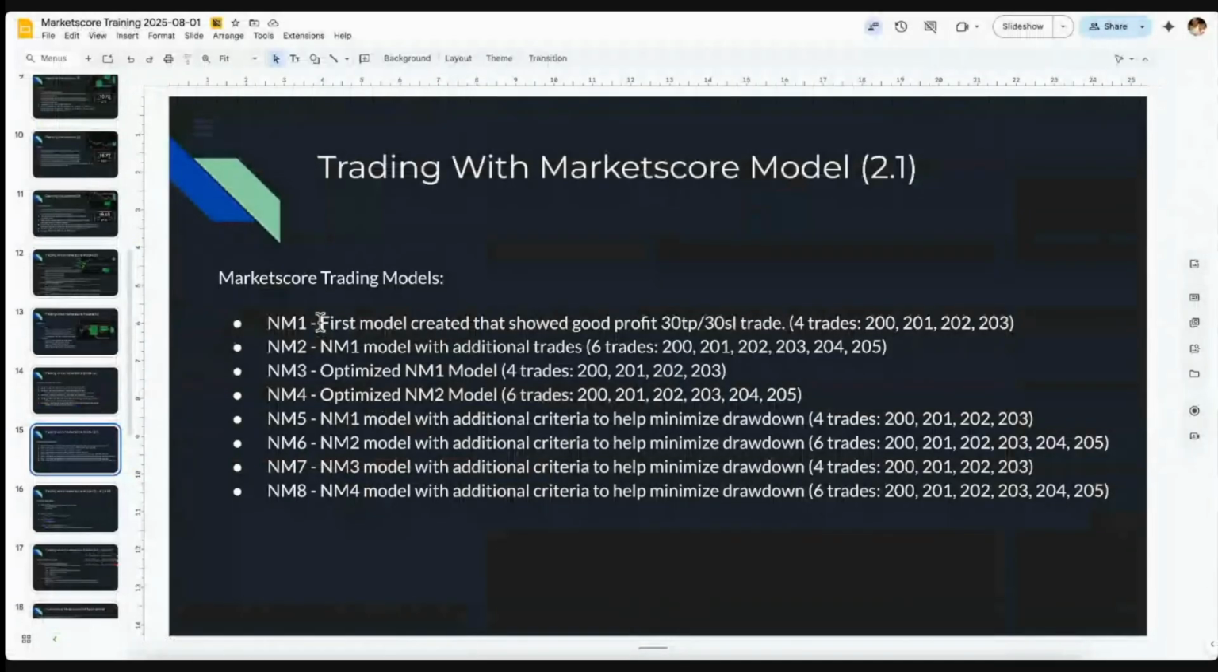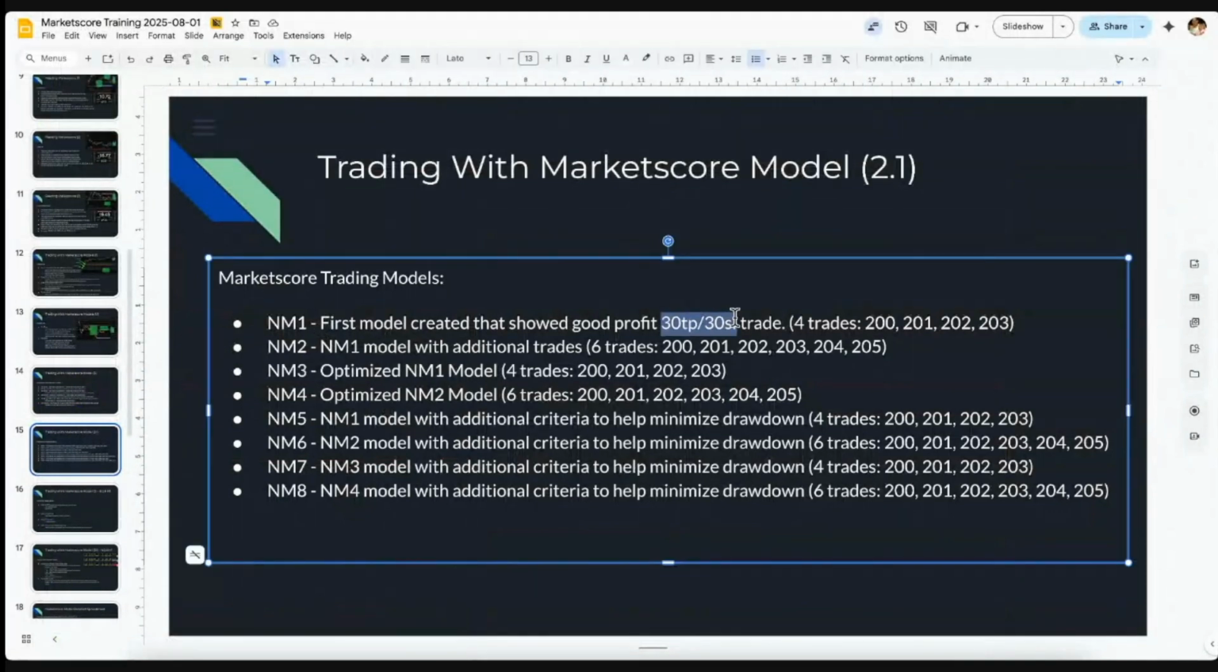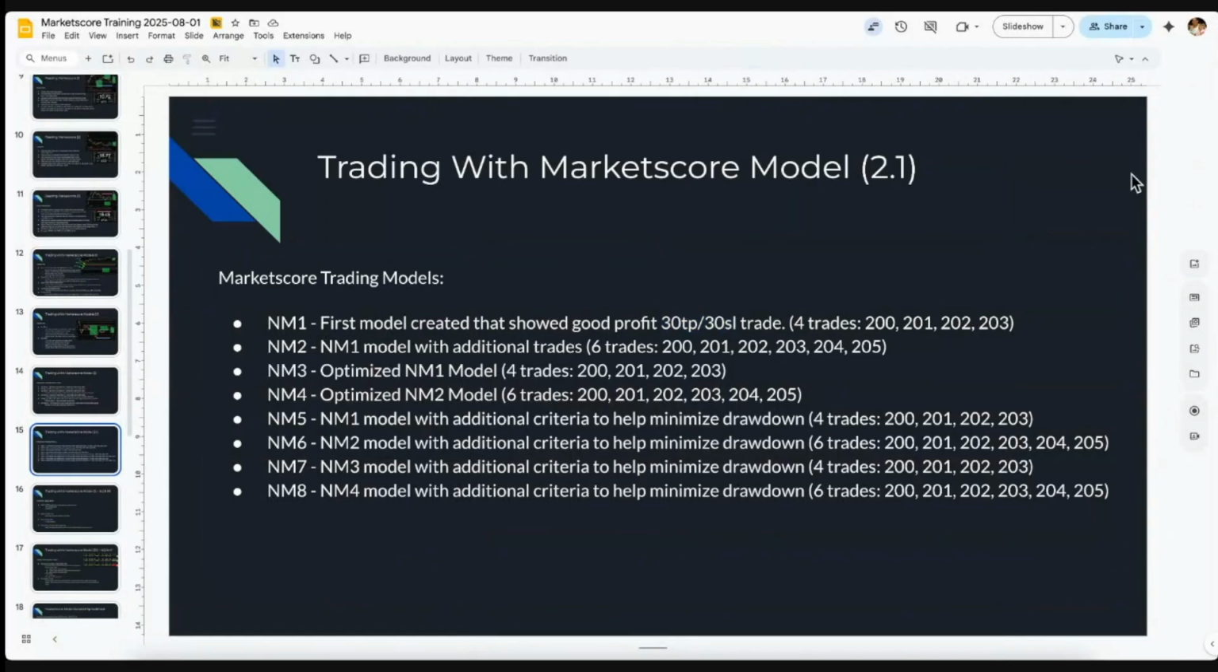I set it up and I did a 30-point stop and 30-point take profit and ran it. And at the end, it came out profitable. So I kind of just ran with that because I was trying to get things in place. And so that effectively made my NM1 model. NM2 was where I went through and realized that there were times when it could have gotten in again after it had already taken a trade, and it wasn't.